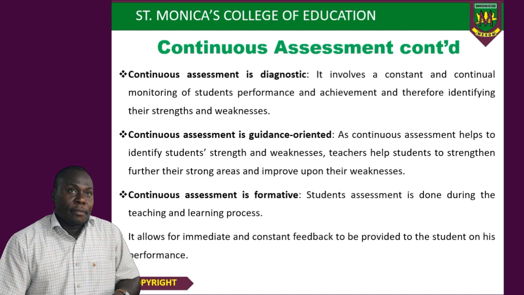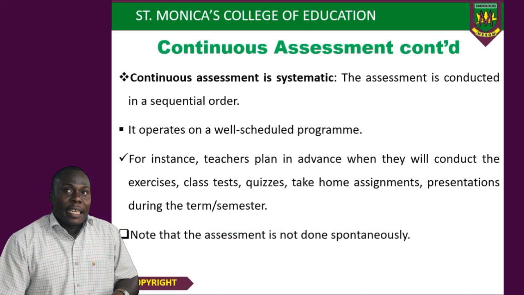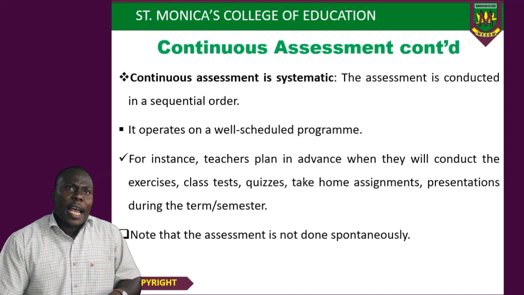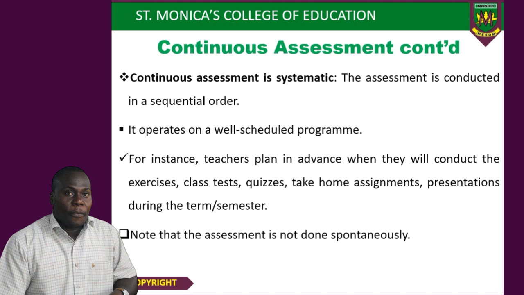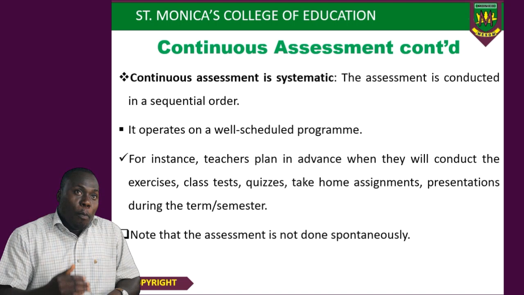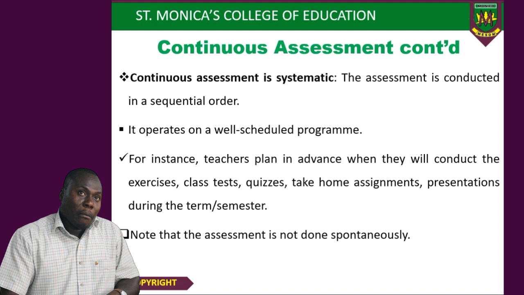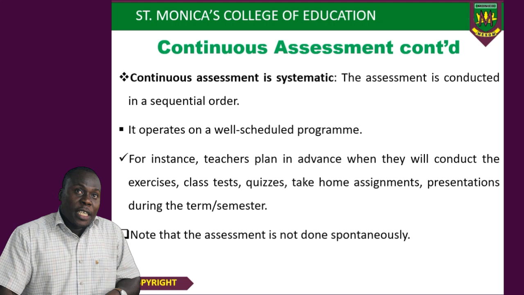Again, continuous assessment is systematic. The assessment is conducted in a sequential order. It operates on a well-scheduled program. When we say continuous assessment is systematic, you are aware that before a tutor at a college introduces a course, a course outline is given, where every point at which students will take a quiz is announced: that at the end of the first unit there will be a quiz, at the end of the third unit there will be a quiz, and at the end of the fifth unit there will be end of semester exams.